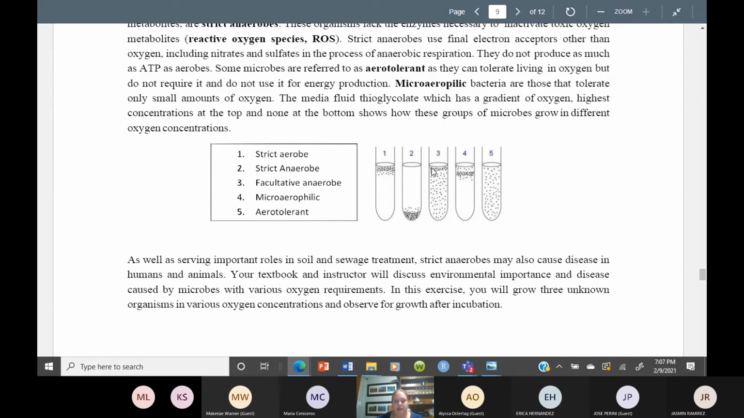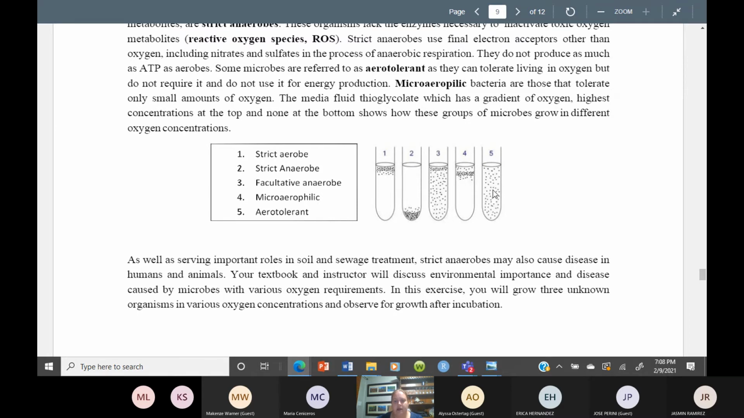Yeast can happily grow in oxygen. It's how we make bread, those types of things. But yeast can also switch to fermenting if it's in a no oxygen environment, and we can produce things like beer and wine. So yeast can switch between using oxygen and not using oxygen, and that makes it a facultative anaerobe.